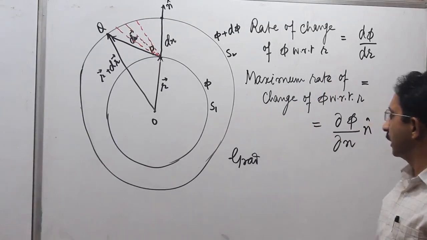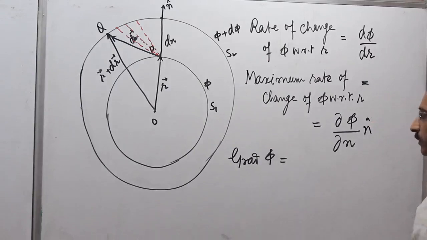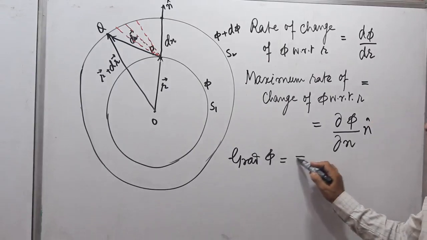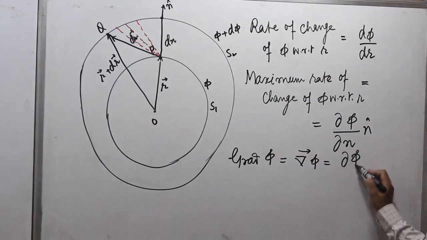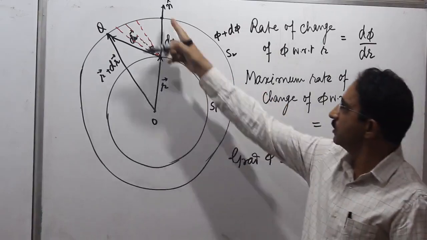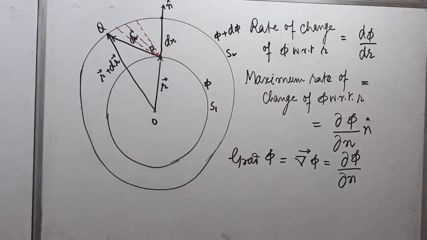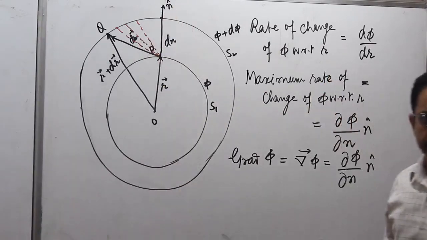So this is grad phi, that means the gradient of phi, which we will also denote as the gradient phi, is equal to the rate of change of phi with respect to the shortest distance taken between the two level surfaces, multiplied by the direction we are defining like this.